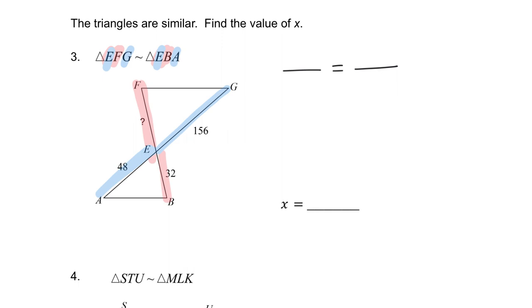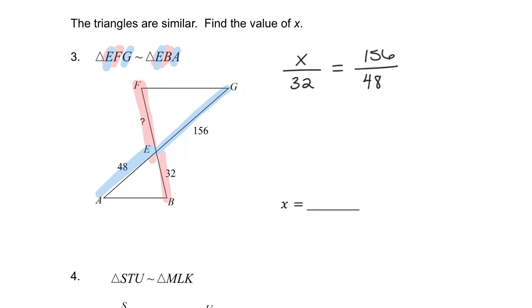So when I set up my proportion, I will take FE, which is my X, over 32, because remember you always start with X and you put it over the proportionate side in the other shape, is equal to FEG, because that is from the same triangle as X, over EA, because that's from the same triangle as 32.